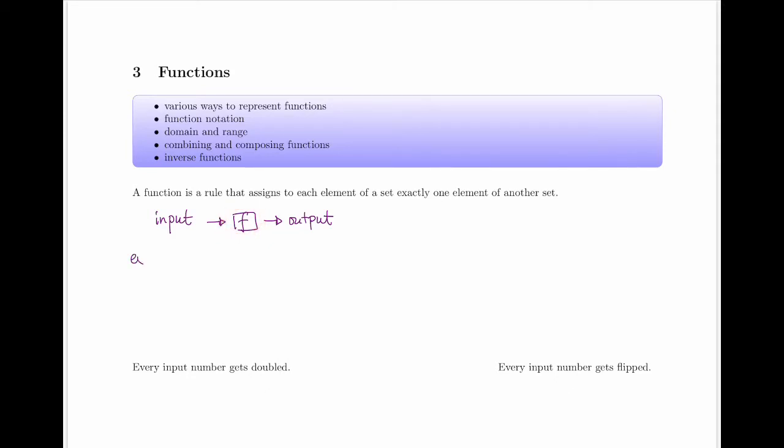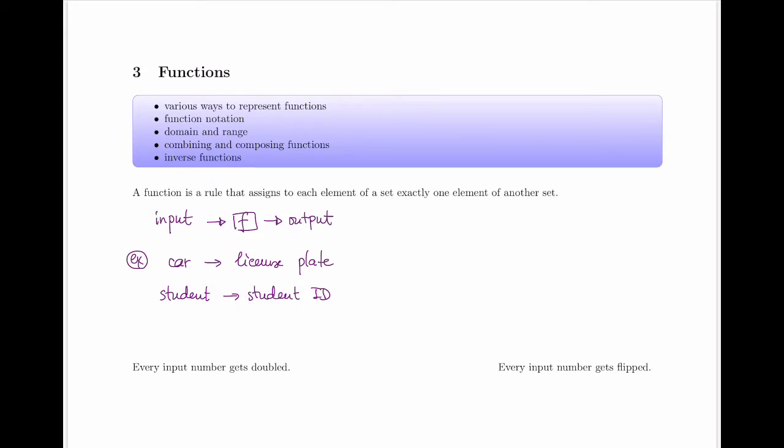Some real-life examples include, for example, car to license plate. To each car, there is exactly one license plate that corresponds to it. Or student and student IDs. So if you tell me the name of a student at U of V, I will be able to tell you, through the registrar function, exactly one student ID.